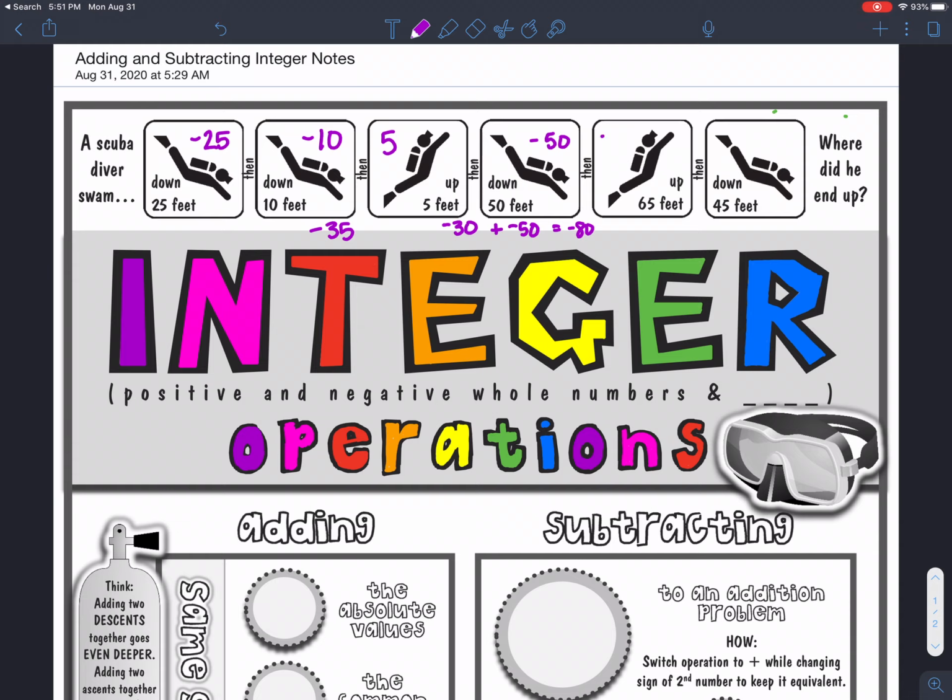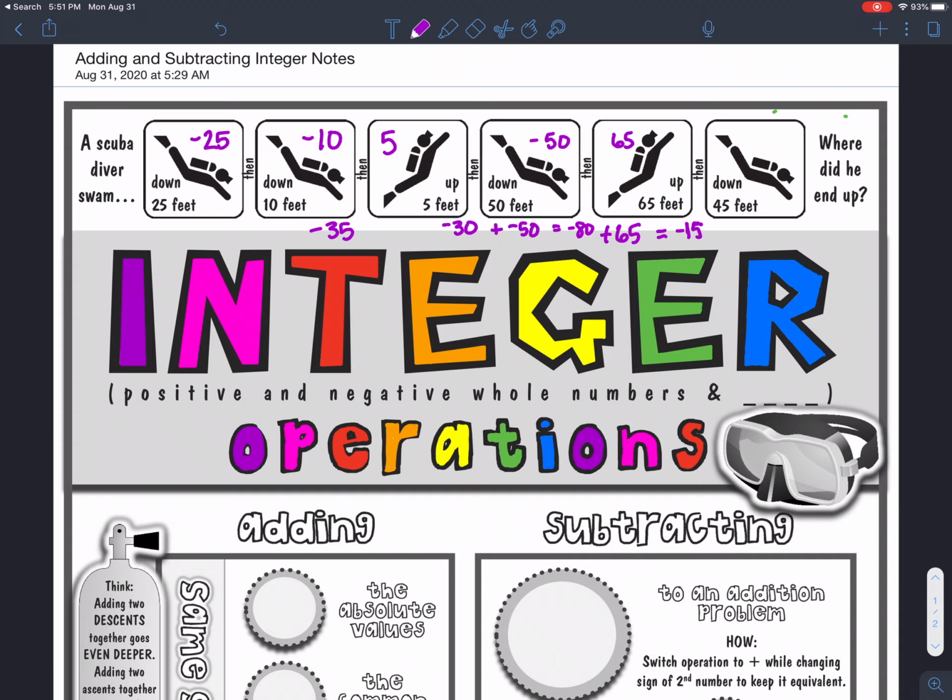And if we go up 65, that's a positive 65. Again, I'm just putting the positive in there for a second, but you don't really need it. So that's up 65 feet. And that puts us at, so if we talk about negative 80 and going up 65, we're going to go up until we are at negative 15 feet.